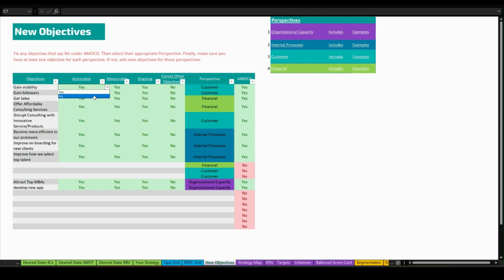You have 20 empty rows to add new objectives. Don't worry about filling all of them up. The recommended number of objectives per perspective is between 1 and 5. Go ahead and give it a try. If you feel stuck at any time, reach out to your consultant for help.